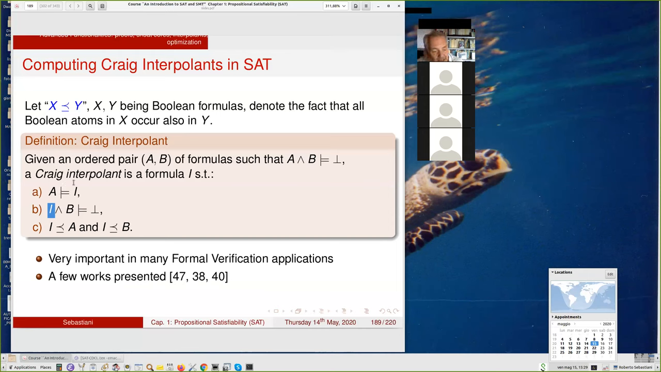So in many applications, when you have that A and B is false for some reason, you may want to substitute A with some formula on much fewer variables, only on the variables which are in common with B, such that I still entails B. And of course, the point is that this formula is entailed by A, right? So I is entailed by A, and I and B are still mutually inconsistent.